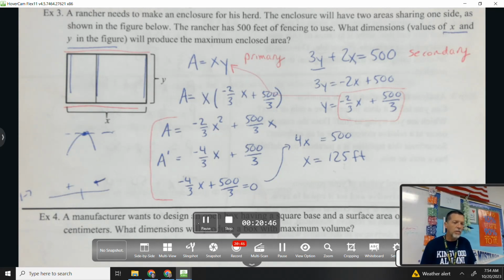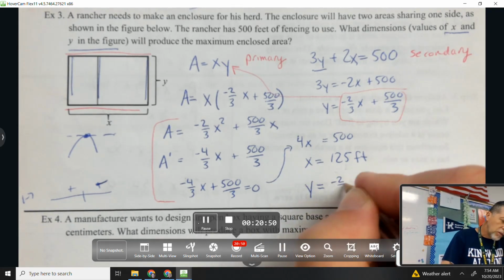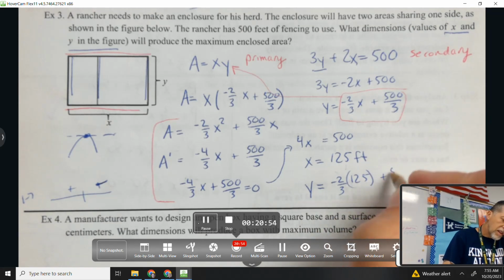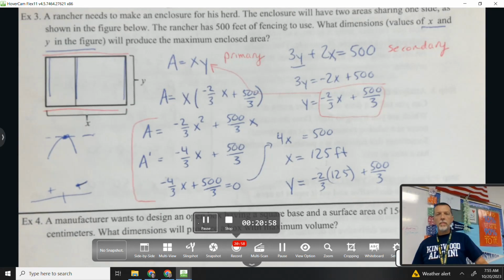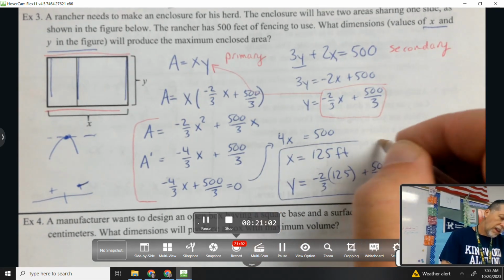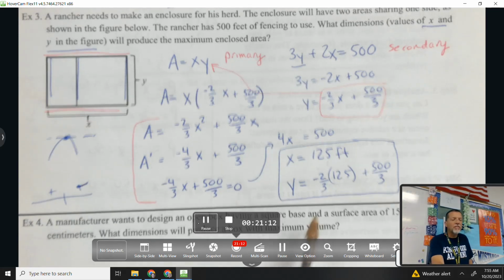The value of y. So I'm almost done. Y is negative 2/3 times 125 plus 500 thirds. And not feeling particularly helpful to the rancher, I'm going to just leave it like that. This would be one. It's still safe to use the safe stop, okay?